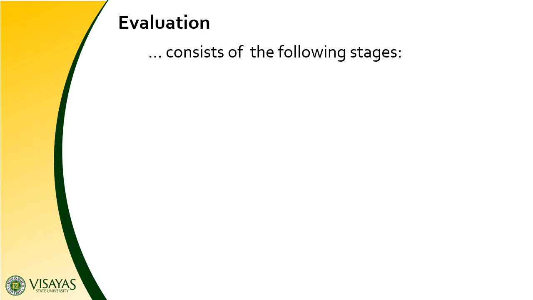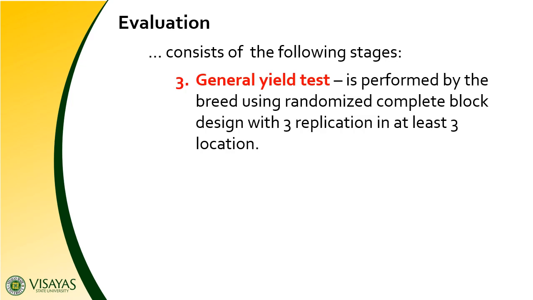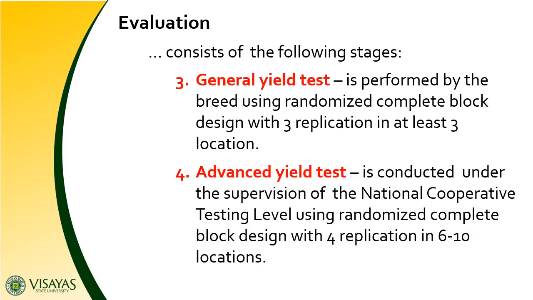The third evaluation procedure will be the general yield test. This is performed by a breeder using a randomized complete block design with 3 replications in at least 3 locations. Fourth will be the advanced yield trial. This is conducted under the supervision of the National Cooperative Testing Level using a randomized complete block design with 4 replications in 6 to 10 locations.